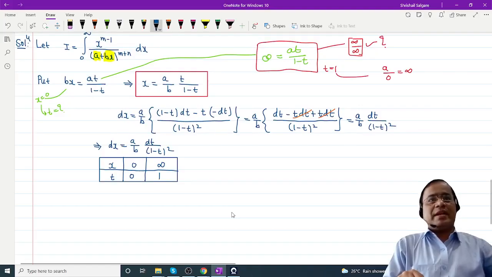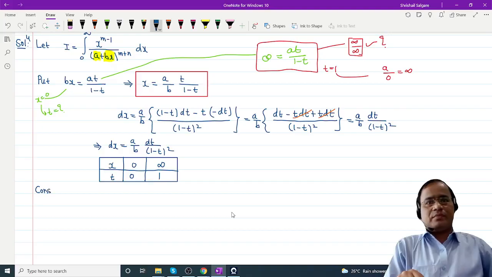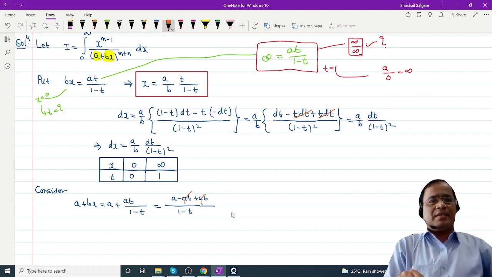Now next I require the a plus bx factor, that also I will calculate. Consider a plus bx, that is a plus bx given by at divided by 1 minus t, and if you simplify by taking cross multiplication, the denominator will come as 1 minus t, and by cross multiplication it comes as a minus at and plus at, and again here minus at plus at get cancelled, so it comes as a divided by 1 minus t.